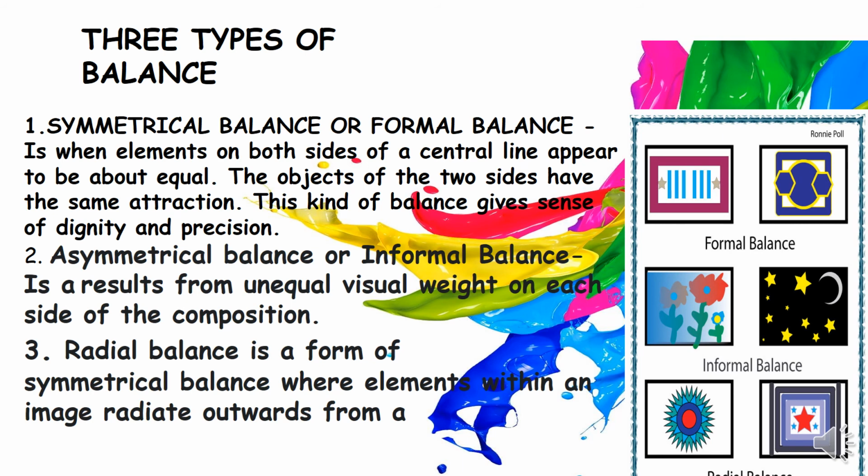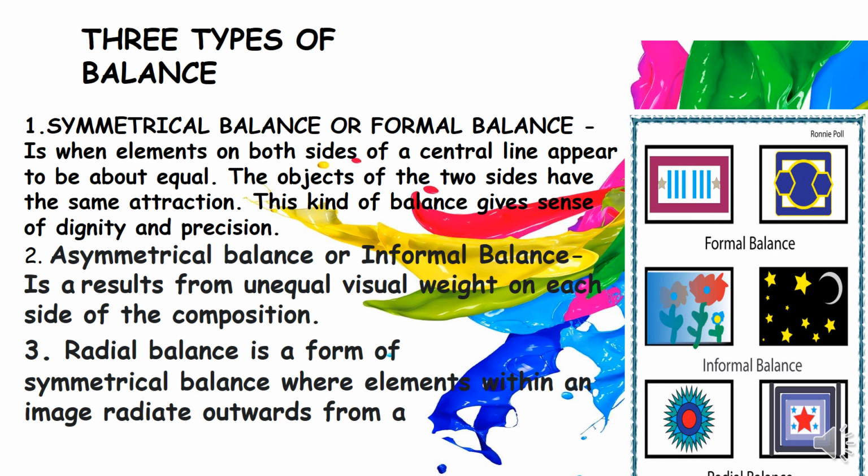Number one, symmetrical balance, or what we call formal balance. It is when elements on both sides of a central line appear to be about equal. The objects on the two sides have the same attraction. This kind of balance gives a sense of dignity and precision.